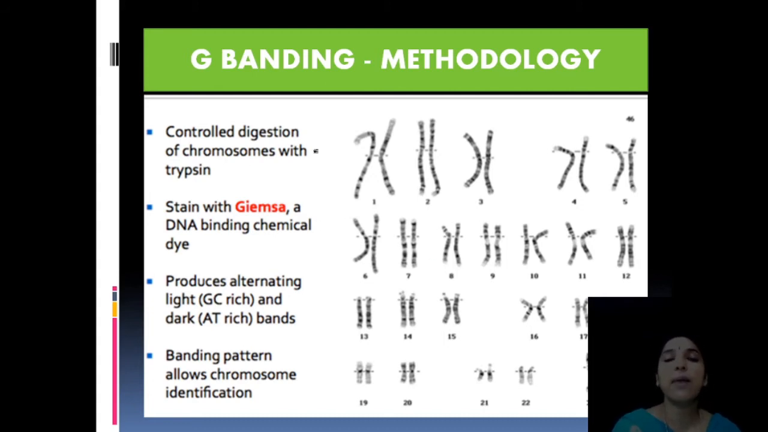Clear? So, the banding is like this, alternating light bands and dark bands. A very important point is, dark bands are rich in adenine thymine, that is AT rich. Dark bands are AT rich and light bands are GC rich. This you have to remember because in the R banding just the reverse of this process takes place. And the banding pattern allows chromosome identification. You can identify chromosomes by looking at this banding pattern.